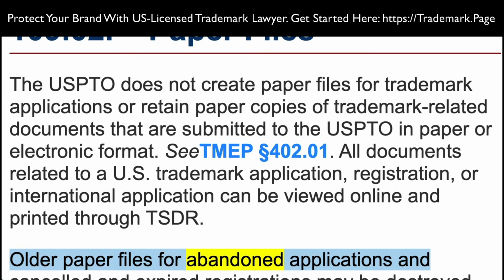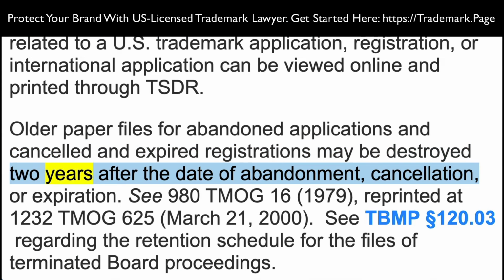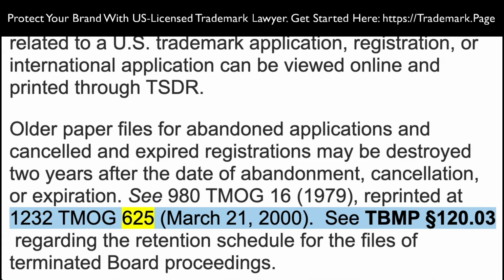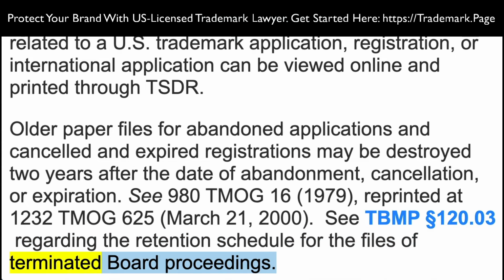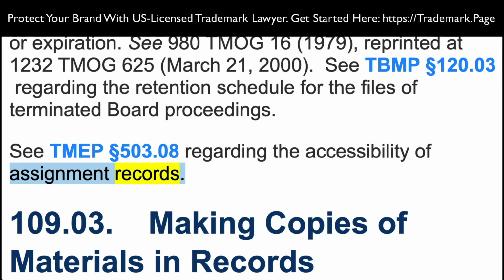Older paper files for abandoned applications and canceled and expired registrations may be destroyed 2 years after the date of abandonment, cancellation, or expiration. See 980 TMOG 16, 1979, reprinted at 1232 TMOG 625, March 21, 2000. See TBMP Section 120.03 regarding the retention schedule for the files of terminated Board proceedings. See TMEP Section 503.08 regarding the accessibility of assignment records.